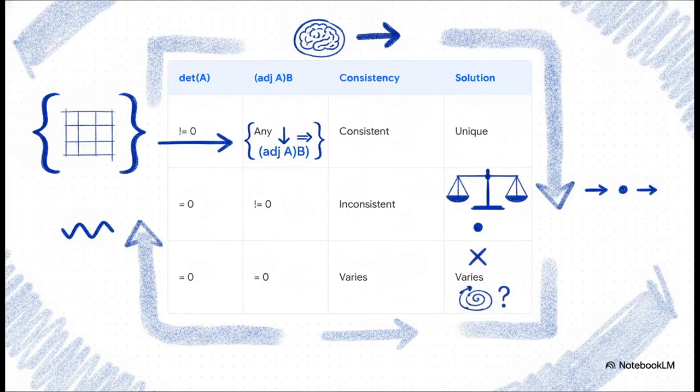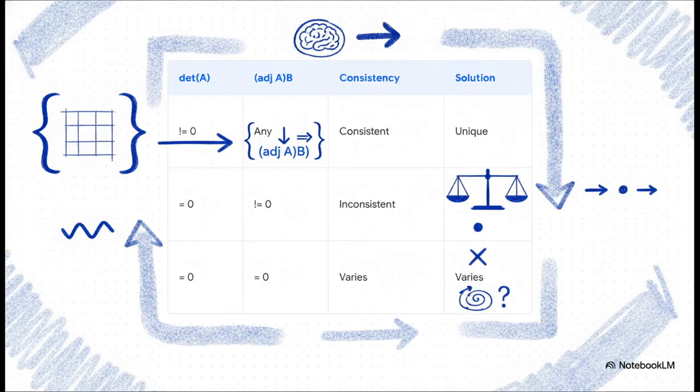Of course, we all know board exams absolutely love to test the edge cases, right? Which brings us to evaluating consistency. Honestly, I'd highly recommend just memorizing this logical flowchart because it's a guaranteed high-yield topic. Here's how it works. If the determinant of A is anything but 0, your system is consistent and you've got one unique solution. Easy. But if the determinant is 0, you have to do a little more digging.